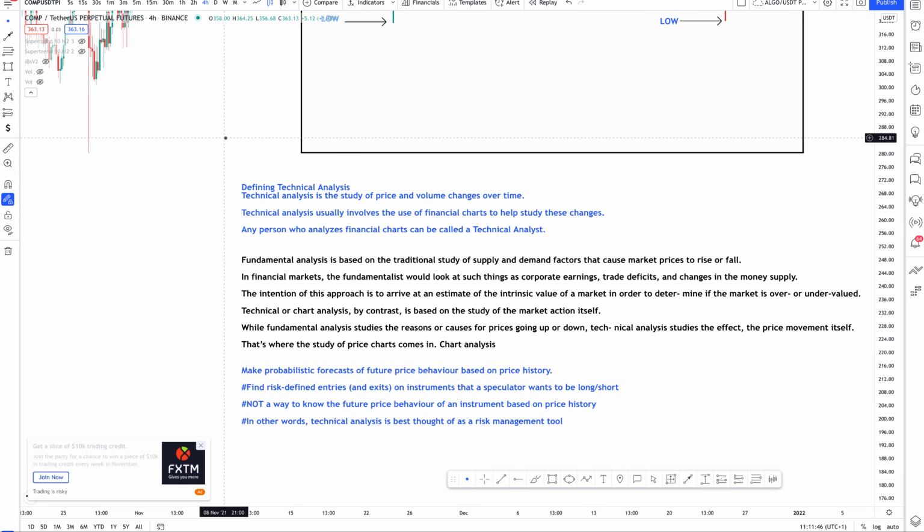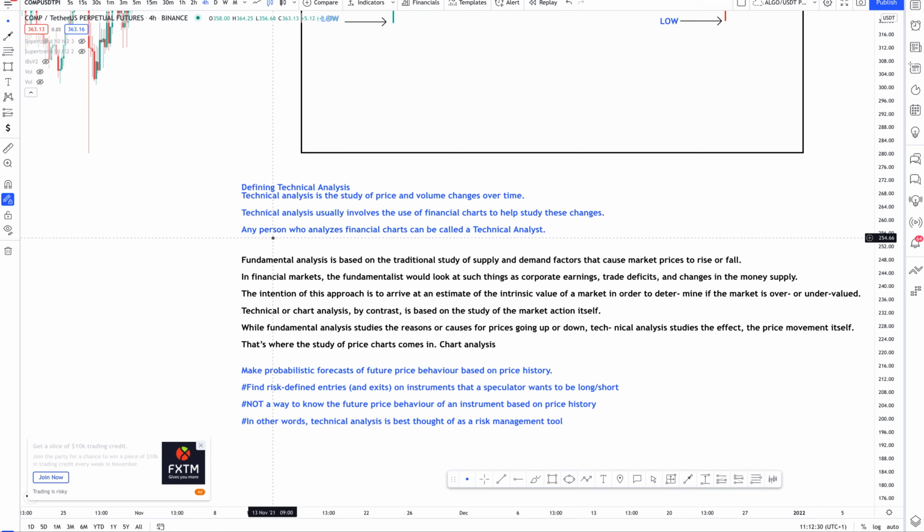Technical analysis is the study of price and volume changes over time, right? And technical analysis usually involves the use of financial charts to help study these changes. Anyone who analyzes financial charts can be called a technical analyst.